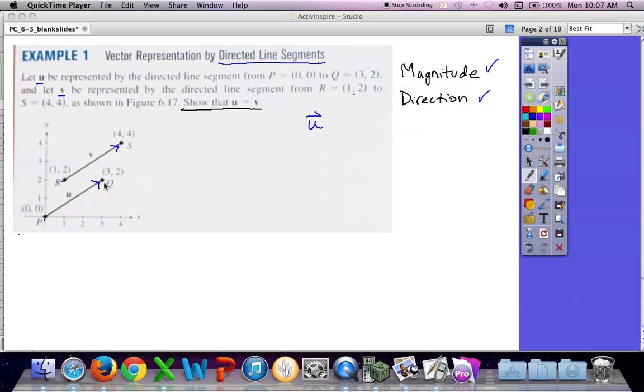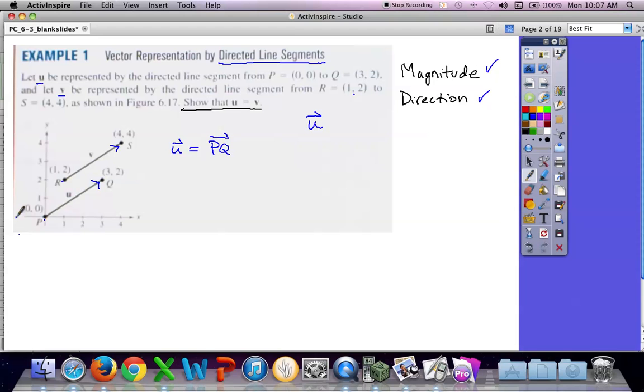So if I do the PQ, and again, this is u. It was told to us this is u. So I'm going to write it like this, u. And because I know the initial point and the end point, PQ, you can also see it written like this, PQ, with that little arrow on top of it too. That means the vector that starts at point P and ends at Q.